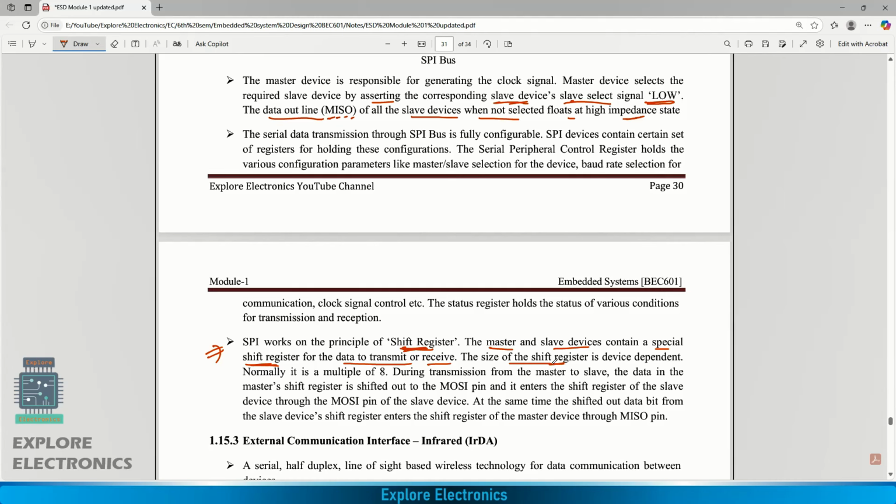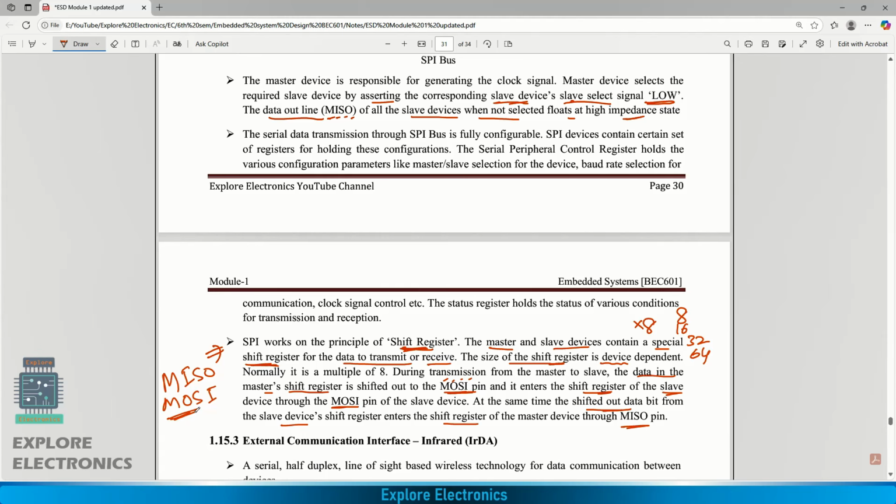The size of that shift register may be 8-bit or 16-bit, depending on the kind of device we use. Generally it will be a multiple of 8: 8, 16, 32, or 64, something like that. During the transmission from master to slave, data in the master's shift register is shifted out through the master out, slave in pin. It enters the shift register of the slave device, that is the MOSI pin of the slave. At the same time, data shifted out from the slave device enters the shift register of the master through the MISO pin. So we will have MISO as well as MOSI.